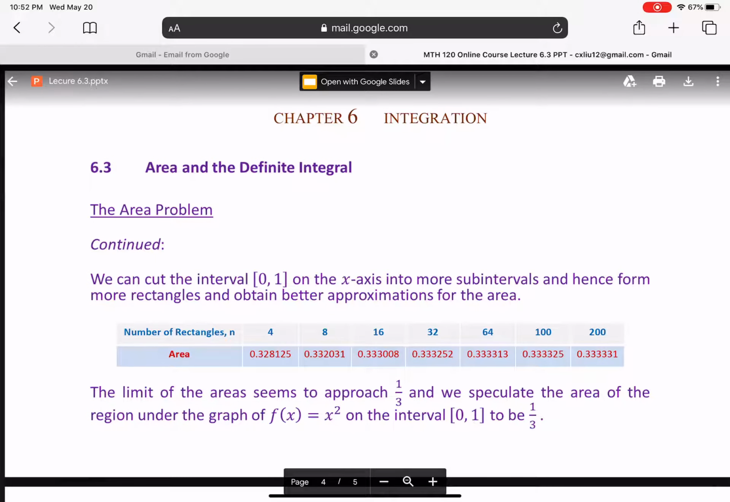Now we can cut the interval from 0 to 1 on the x-axis into more subintervals as we just did, and hence form more rectangles in the same way we did for n equal to 4, and obtain better approximations for the area. So in the table, you can see the area we obtained by cutting the interval into different numbers, n. So n equal to 4, 8, 16, 32, 64, 100, 200. As you can see from the table, the area of the rectangles approaches 1/3 as we increase the number of cuts n. So the limit of the area seems to approach 1/3, and we speculate the area of the region under the graph of f equal to x squared on the interval from 0 to 1 to be 1/3.